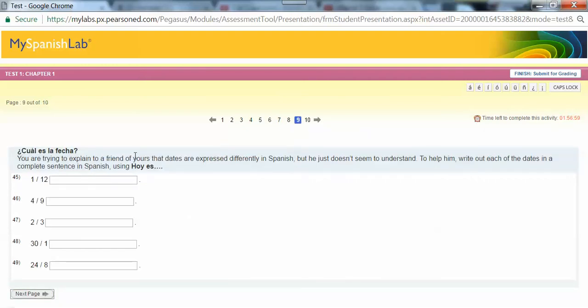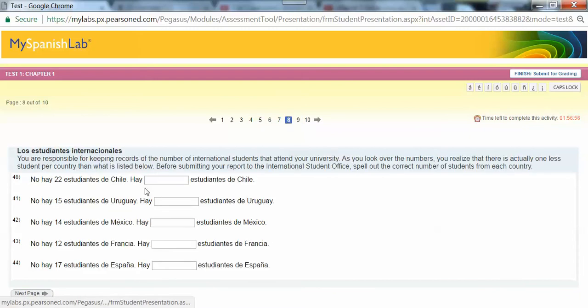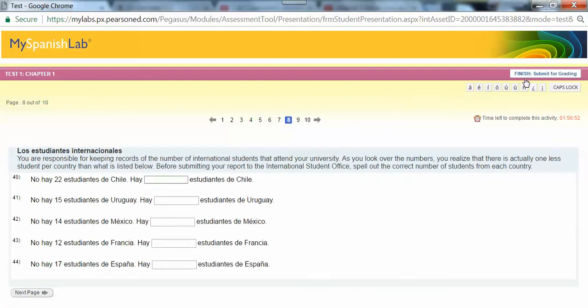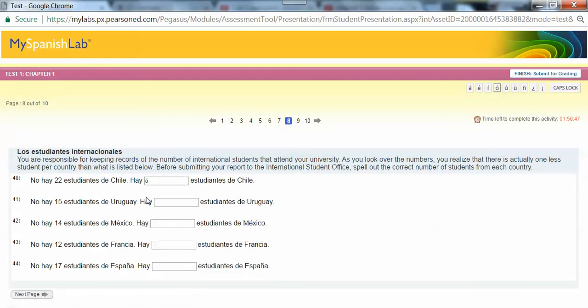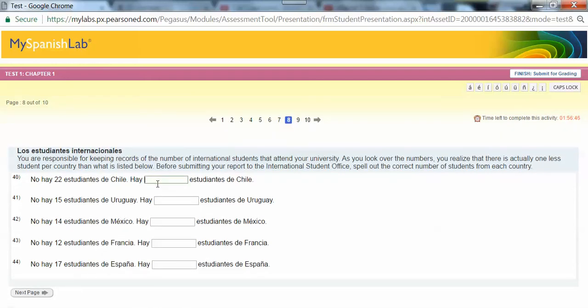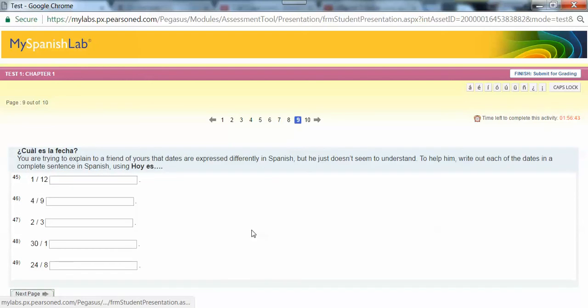And you are trying to explain, and remember too, if you need an accent mark, here's your accent mark. So if I needed like an O, I just click in the box where I need the O and I hit O and it'll populate right there. So make sure that you are including the accent marks in your answers.